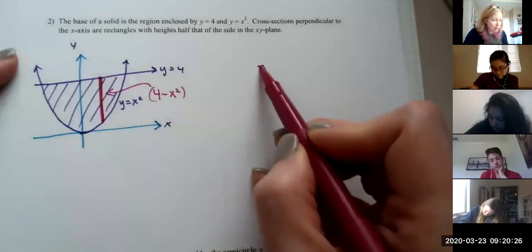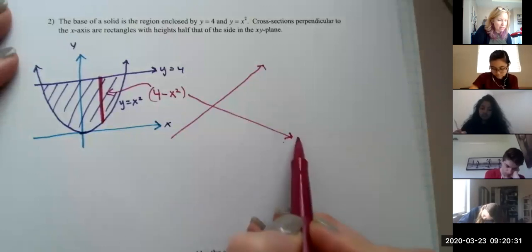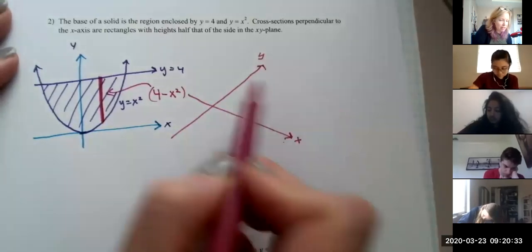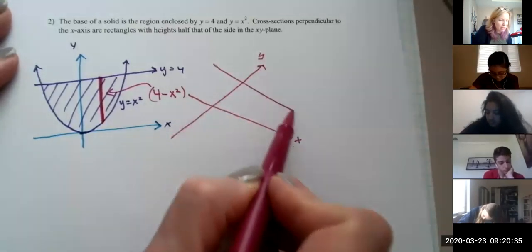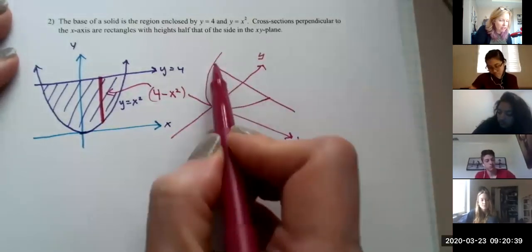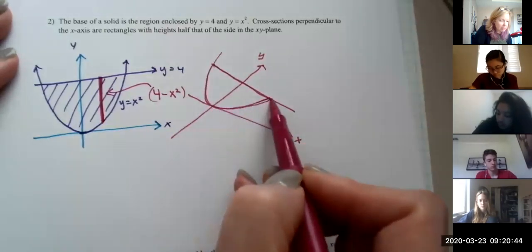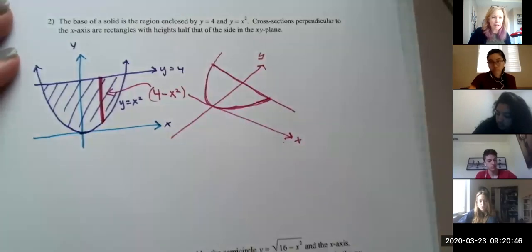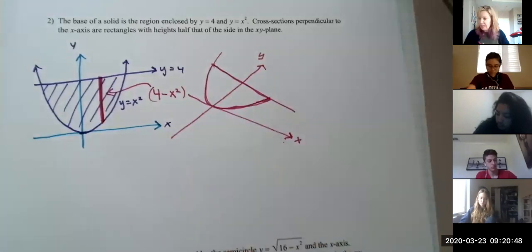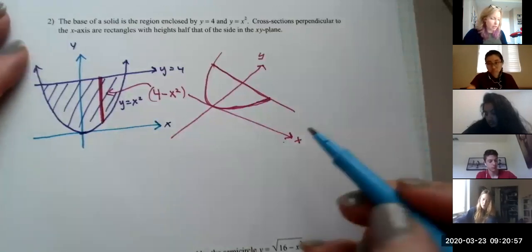So I'm going to make one of my weird little graphs. I'm going to try really hard to do this. So here we are in the flat plane. There's y. There's x. Here's that horizontal line. Here's the parabola. So again, we've got this shape, looks kind of like, I don't know, an orange wedge, maybe, right? So that's flat. But then it says that cross sections perpendicular to the x-axis are rectangles with heights half the side in the xy plane.